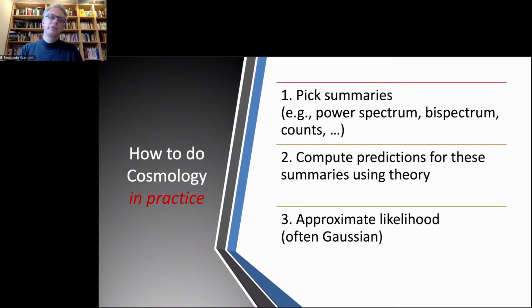And then we pick those summaries typically because we know how to predict them from theory. And we hope that we can extract them from the data in a way that there's not too much difference conceptually between what we get from the data and what we can predict. So we need to then predict these summaries using theory. And then we need to come up with the likelihood, and we write down the likelihood in some approximate way, typically as a Gaussian, for whatever the things are that we decide to summarize the data in. So for the power spectrum, for example, we often write down a Gaussian likelihood.